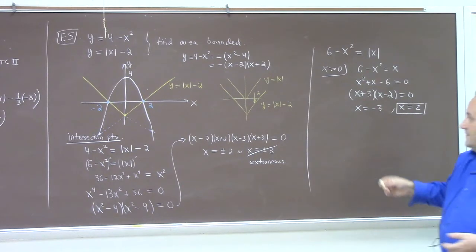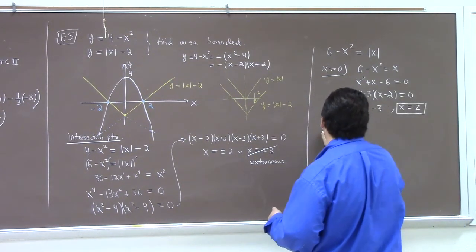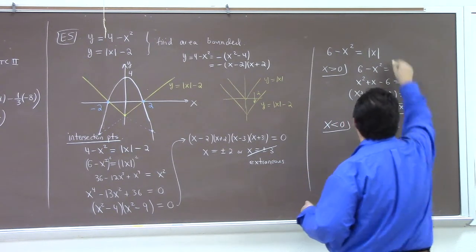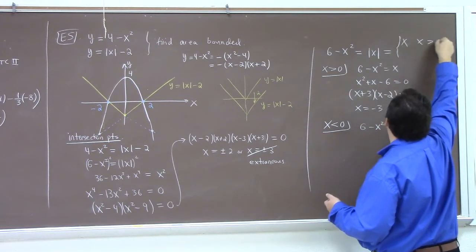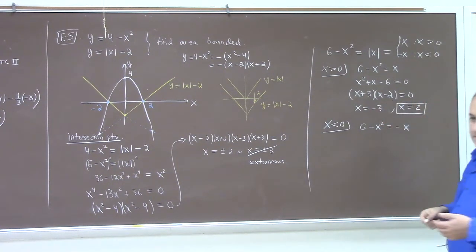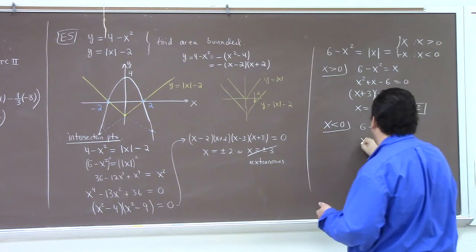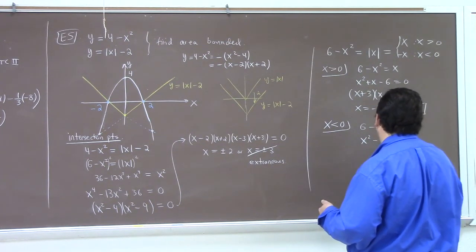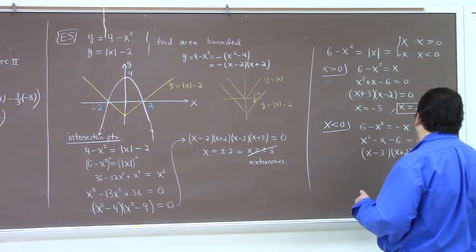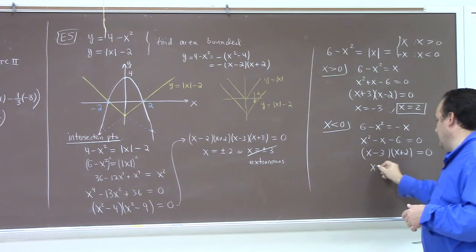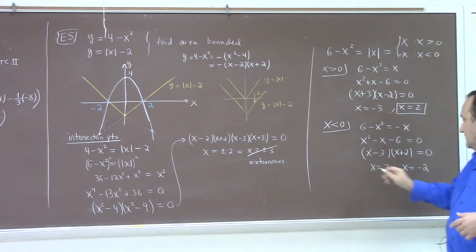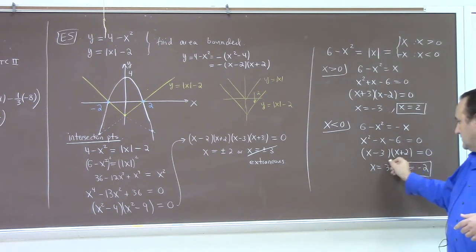And then for the other equation, x less than 0, we'd have 6 minus x squared equals minus x, right? Because the absolute value of x is x for x greater than 0, minus x for x less than 0. So solve this, you've got x squared minus x minus 6 equal to 0, which is x minus 3, x plus 2. So the plus and the minus is flip-flopped, which gives us solutions of 3 and minus 2. Only one of those is subject to the condition x less than 0. So this is the honest-to-goodness solution, and that one's extraneous.